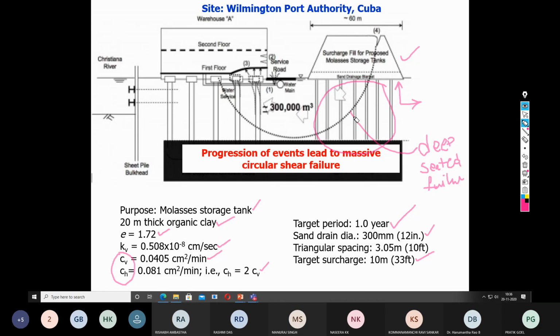Now what is so peculiar about deep-seated failure is that the starting of the failure plane might be in our boundary, but the exit of the failure plane may be in somebody else's boundary. As you can see here, this is the boundary between the two areas. This place belongs to one person and this place belongs to another person. Because of this sand drain technology and the imposition of 10 meters surcharge, a deep-seated failure started developing, and the adjacent building owner started observing failures or cracks in their floor.